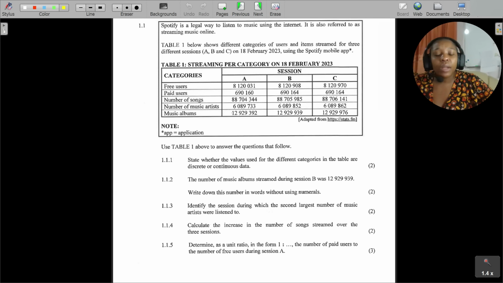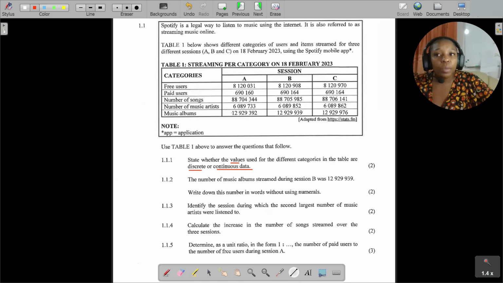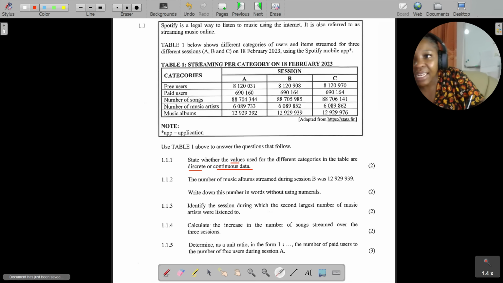For question 1.1.1, state whether the values used for these different categories in the table are discrete data or continuous data. When you look at all the values given to us in all these different categories, do these numbers represent discrete data, or continuous data? Because we can see that these are counting numbers, and we don't see a value that's point something, we can say that it is discrete data.